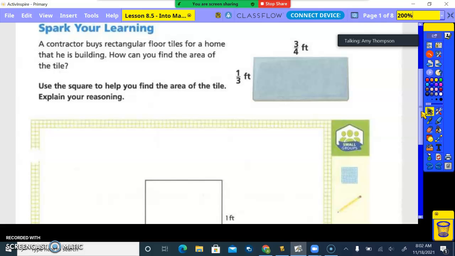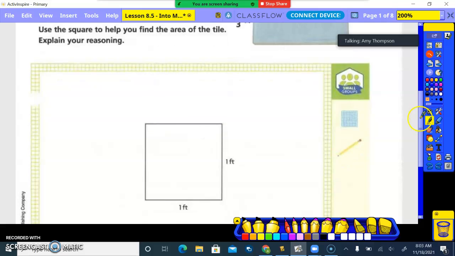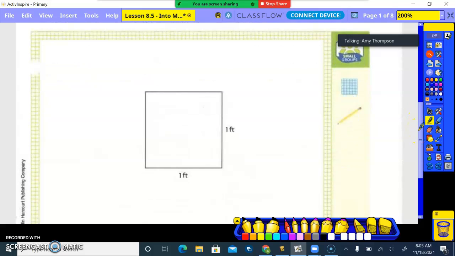Okay, so first of all, we're going to do this top part. So we are going to use the denominator, so the number 4, to find how many columns we need. So how many columns will we need? What is our denominator? 4. So we need to have 4 columns.